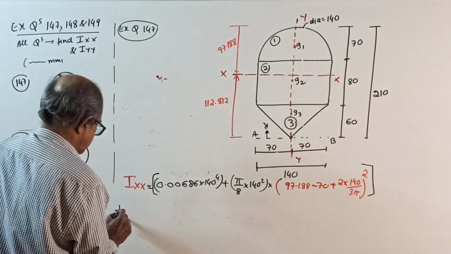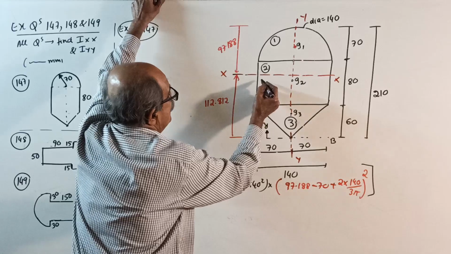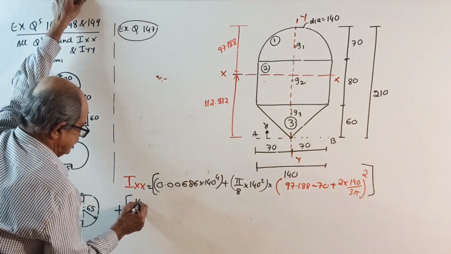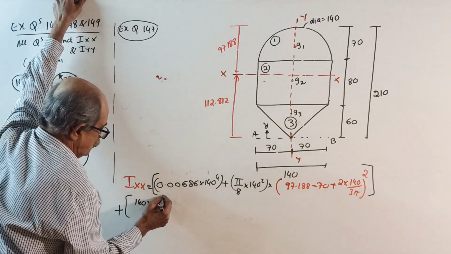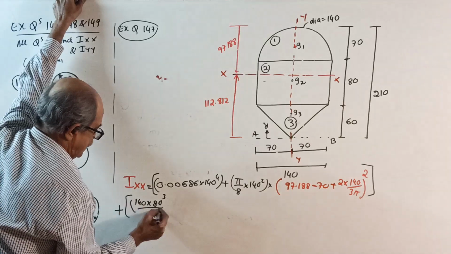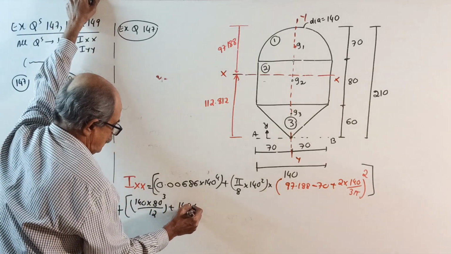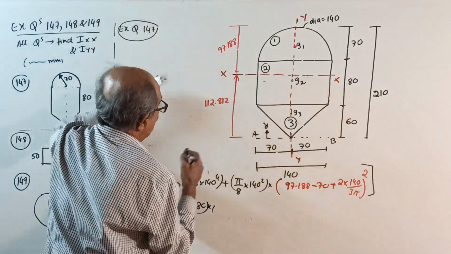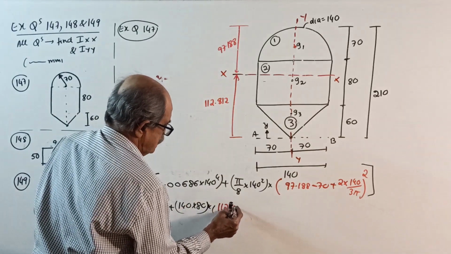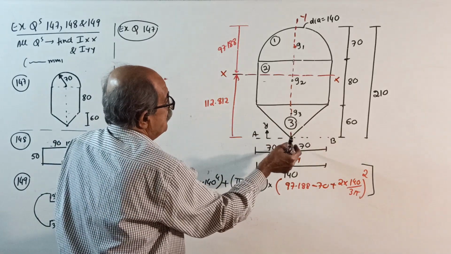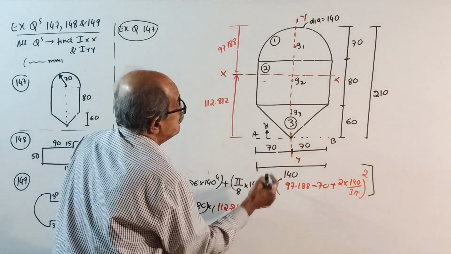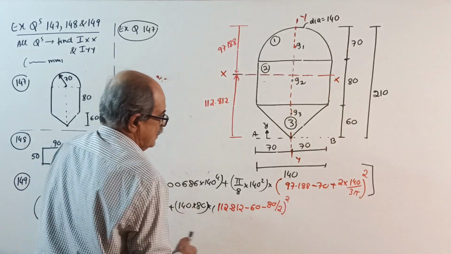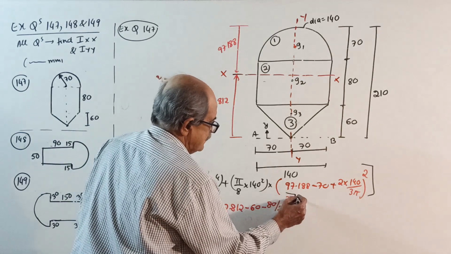Then plus IXX for 2. It is a waste of time explaining the rectangle. If I waste time explaining it now, there will be no end to it. By 12, exercise question, 140 into 80 cube by 12, plus 140 into 80 into 112.812 minus 60 minus 80 by 2, whole square. If this is not clear, you better not study anything from my class.